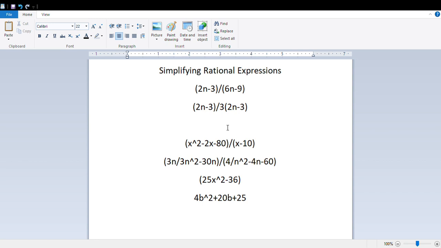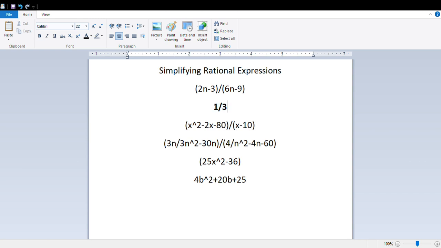If you remember from pre-algebra, you can actually get rid of the 2n minus 3 on both sides because it's over a fraction. So you'll just have a 1 over here, and make sure you get rid of this one. So you'll have 1/3. Alright, let's go to the next one.